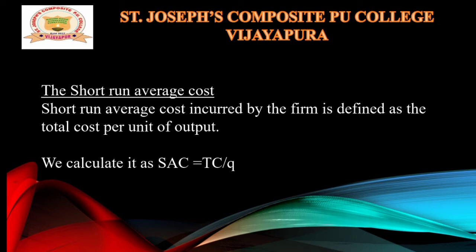How to obtain the short run average cost? SAC is equal to TC by Q. TC means total cost, divided by Q, which is the number of units produced, or the quantity of output. SAC means short run average cost. We obtain it by dividing the total cost by output. It is nothing but the per unit total cost of production, which is short run average cost.